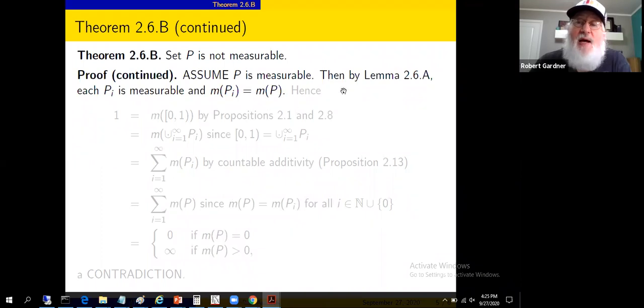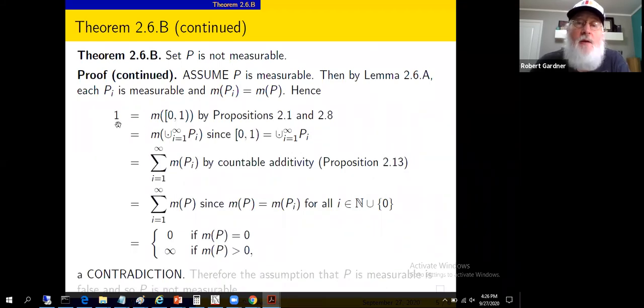Now the p sub i's were circle plus translations of set p. If p is measurable, then all the p sub i's are measurable. Also, the measure of the p sub i's is the same as the measure of p. That's what we showed in that first lemma. Now, under the assumption that p is measurable, we've taken the interval 0, 1 and broken it into a countably infinite number of pieces, all of the same size. And that's a problem.